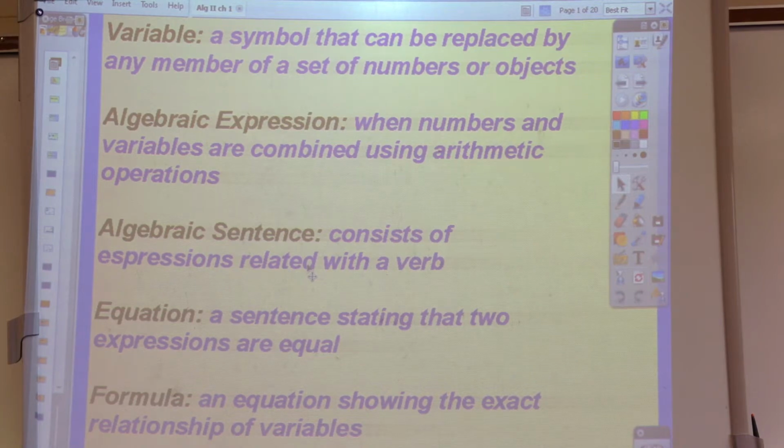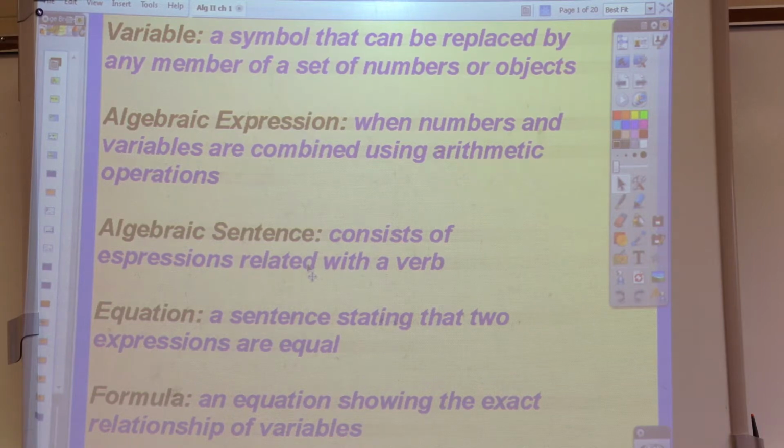An algebraic expression happens when numbers and variables are combined using arithmetic operations such as addition, subtraction, multiplication, division. An algebraic sentence happens when these expressions are related with a verb. We have an is equal to or a is less than, and it becomes a statement of equality. Now, an equation is a sentence stating that 2 expressions are equal, and we write that in mathematical form, and we connect that with an equal sign, not just an inequality. A formula is an equation showing the exact relationship of variables.